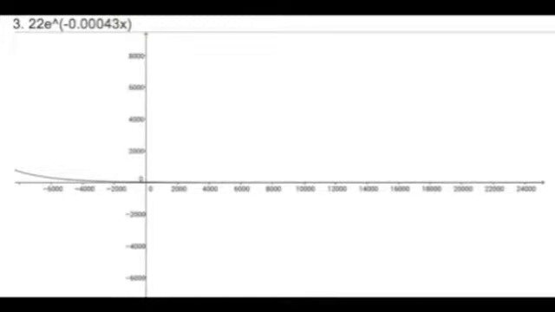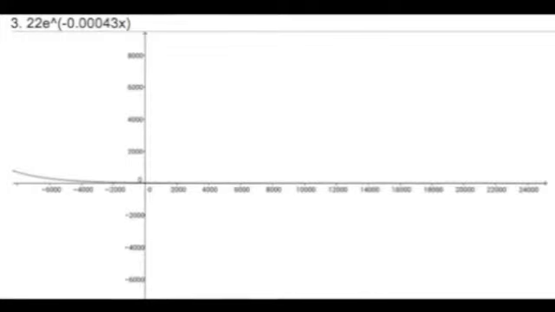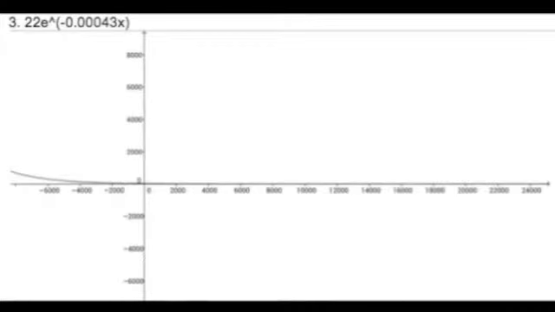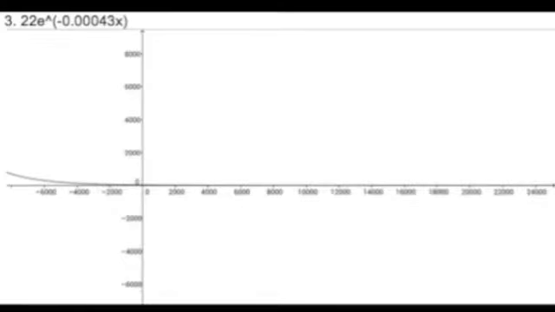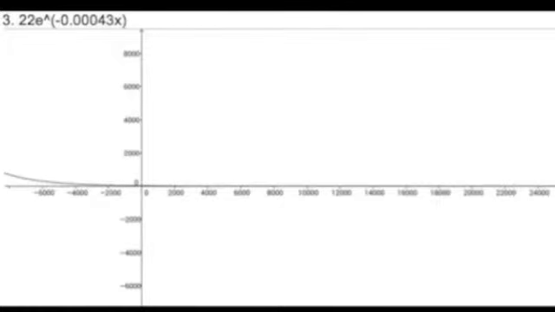This is the graph for the given formula. This is the graph for the percent decay.